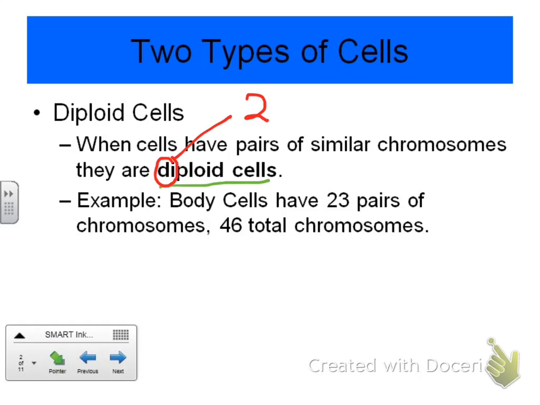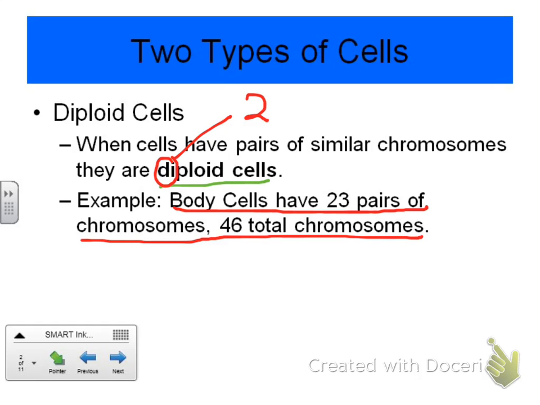Now, an example of where you can find diploid cells: everybody is a diploid in a sense. Your body cells have 23 pairs of chromosomes. Do the math. If they have 23 pairs of chromosomes, how many total? 46. That number makes you a human. Different types of animals have different amounts of pairs. That's what makes you a human, the amount of pairs of chromosomes within your body cells or your skin cells. So that's a diploid cell.